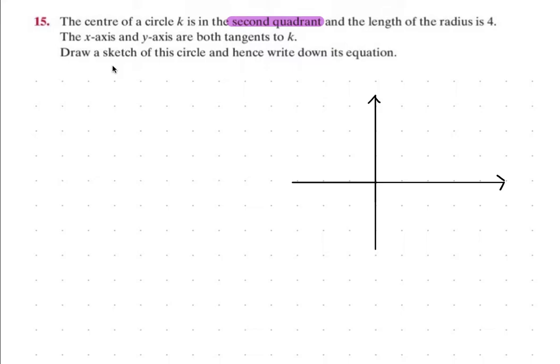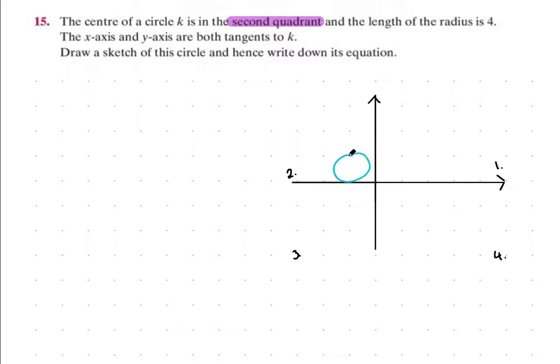Alright, so in this video we're going to take a look at what it means to have the x and the y axis as a tangent to a circle. So what we know about this circle straight away is that it is in the second quadrant. Now the quadrants are labelled starting with 1 in the top right hand corner anti-clockwise. So there would be the second one, the third one and the fourth one. So our circle exists in this second quadrant and it has the x and y axis as a tangent.